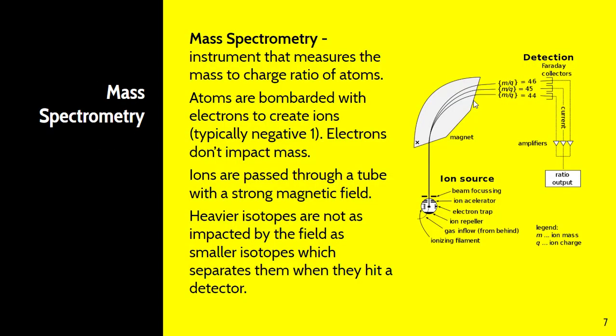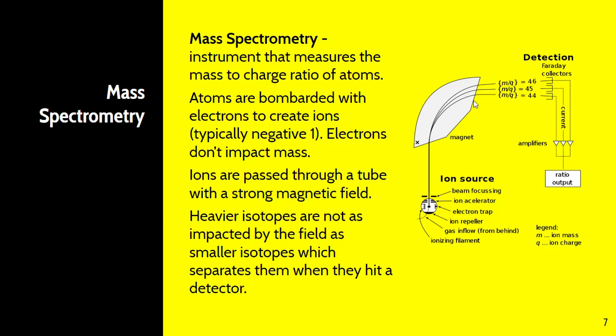The last concept I want to cover, which is a really cool concept, is mass spectrometry. This is an instrument that measures the mass to charge ratio of atoms. So you know that in a particular sample of an element, you're going to have a variety of different isotopes. This actually helps us separate the isotopes based on its mass to charge ratio. How do we get the charge on it?